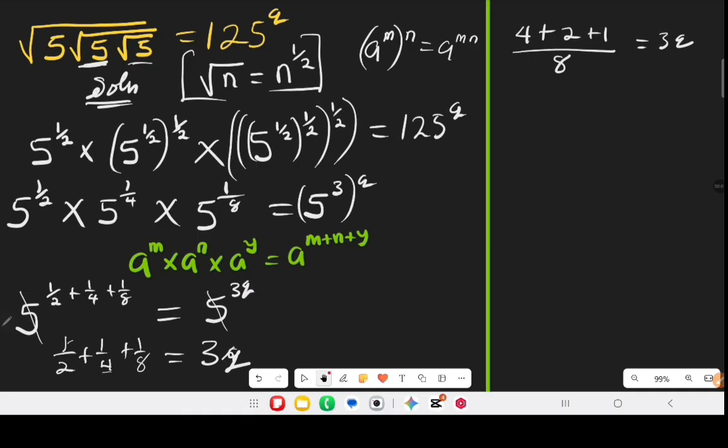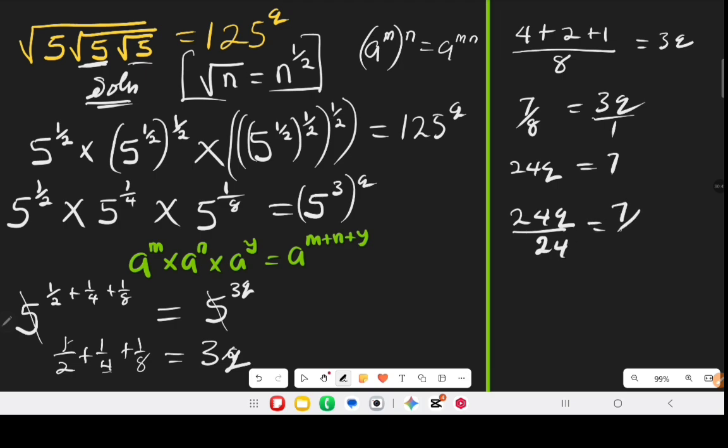Then when we add up the numerator, we are going to have 4 plus 2 gives us 6. 6 plus 1 gives us 7 all over 8, equal to 3q over 1. Then we cross multiply. When we cross multiply, 3q times 8 gives us 24q, equals 7 times 1, which gives us 7. Next step, we divide both sides by the coefficient of q, which is 24. When we divide both sides by 24, we have 24q all over 24, equals 7 all over 24. 24 cancels 24, left with q equals 7 all over 24 as the final answer, which is the third method.